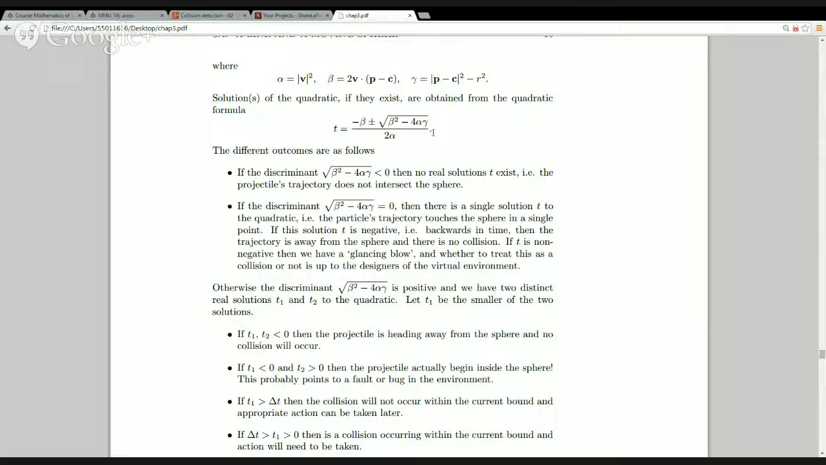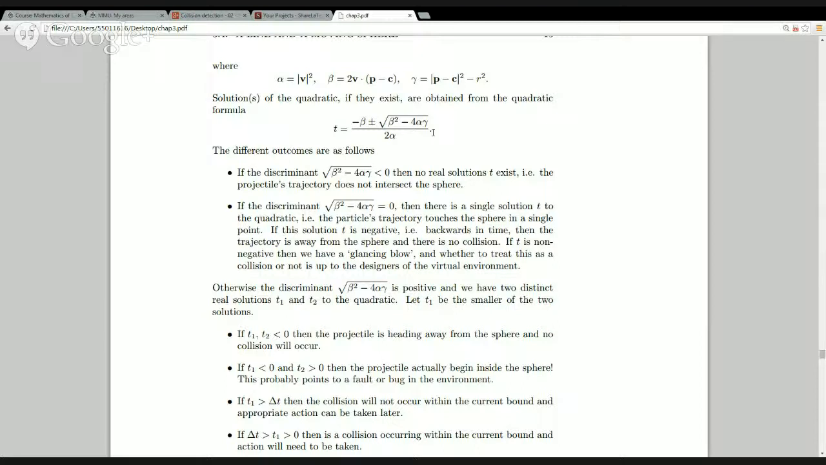But maybe that might be a scenario. Maybe you're shooting something from within a spherical bounding volume, and you're trying to find the point where that exits the boundaries. So that may or may not be a correct scenario in the environment. It depends on what's going on in the environment.